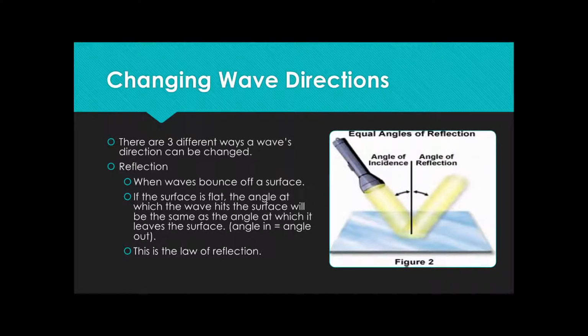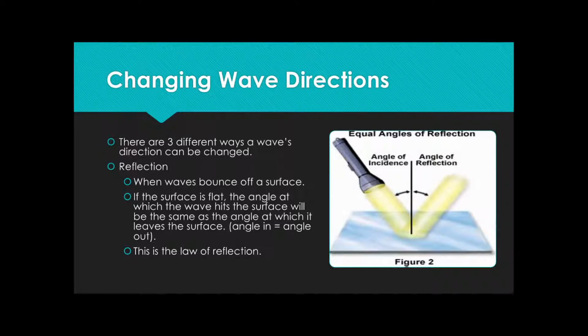Now let's talk about changing wave directions. There are 3 different ways a wave's direction can be changed. The first one is reflection. This is when waves bounce off a surface. If you've ever stood in front of a mirror with your flash on while taking a selfie, and all of a sudden you look at the picture and your whole face is blurred, or you can't even see it, because the flash was bounced off into the camera.